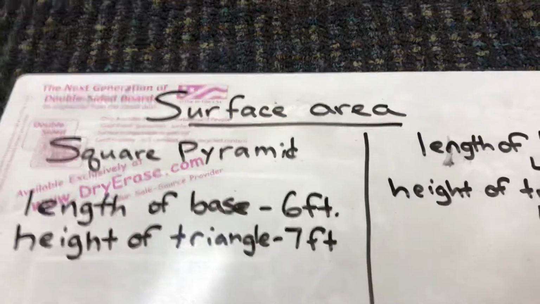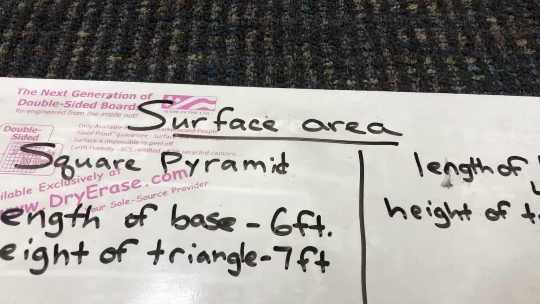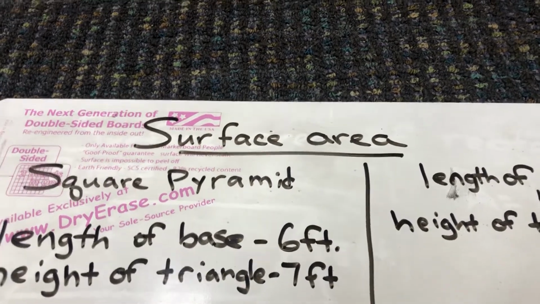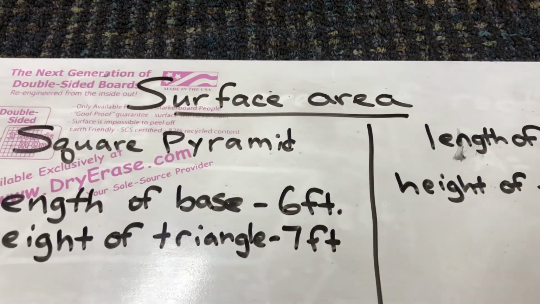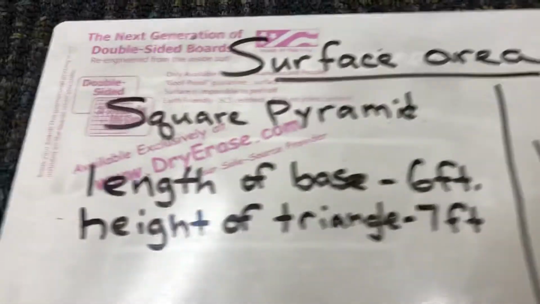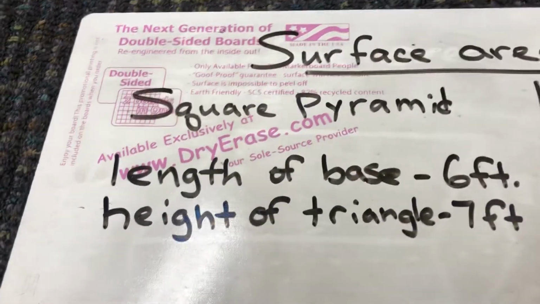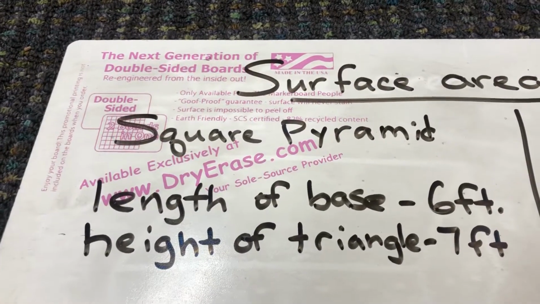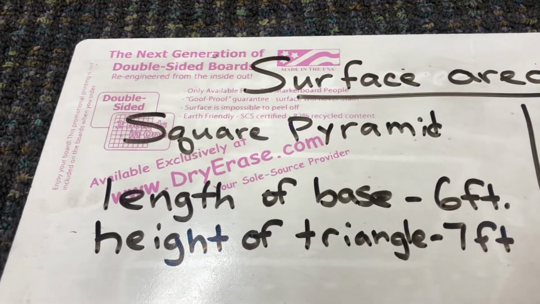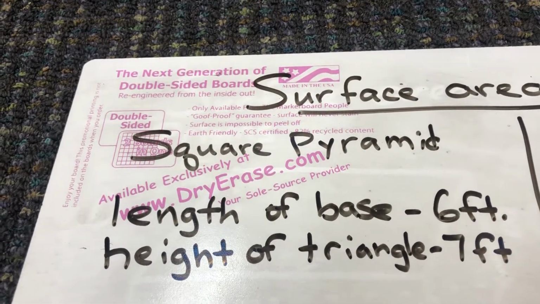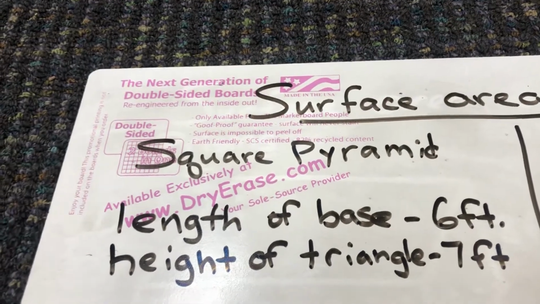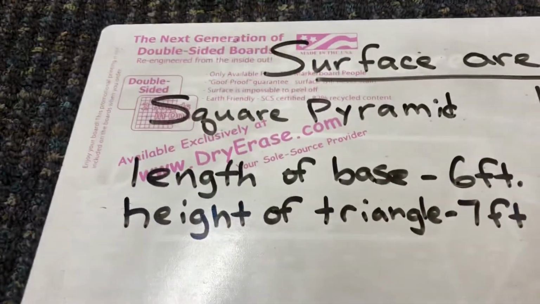As we did last time, we were talking about surface area of triangular and rectangular prisms. Today we're going to be getting into surface area of pyramids, and we're going to start first with a square pyramid. Now, first, to make sure that we understand, a square pyramid has a square base, and then since a square has four sides, there are four triangles that come up and meet at a point at the top.